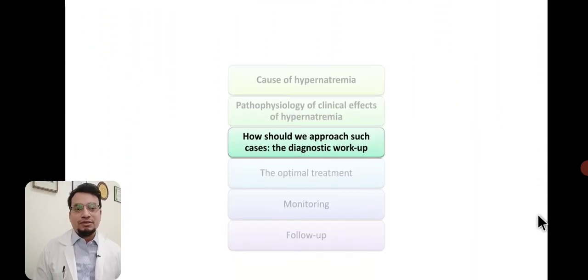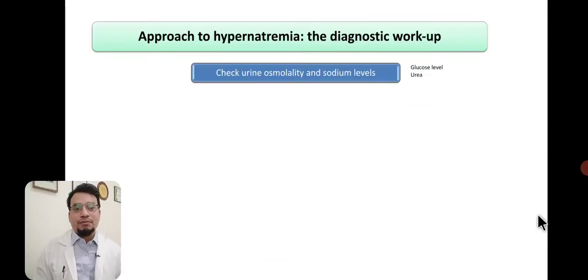Now, after having discussed the pathophysiology of clinical effects, we should discuss how to approach such a case, a diagnostic workup plan. Remember, apart from sending the other routine investigations, you should be able to do the urine osmolality and sodium levels. These two investigations are very, very important to approach a hyponatremia case to find out the etiology.